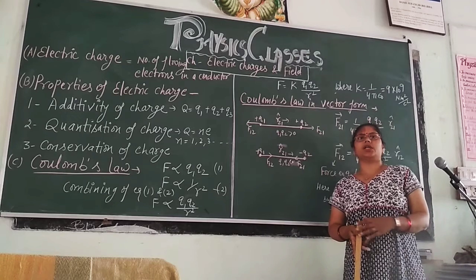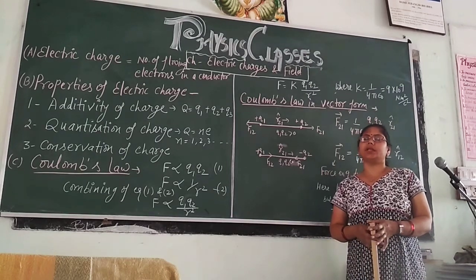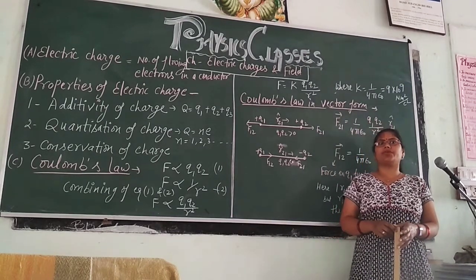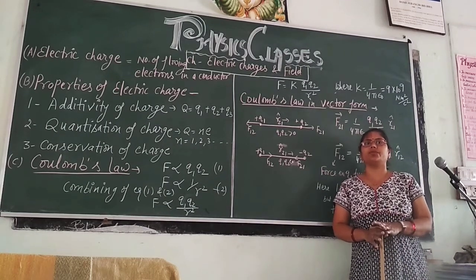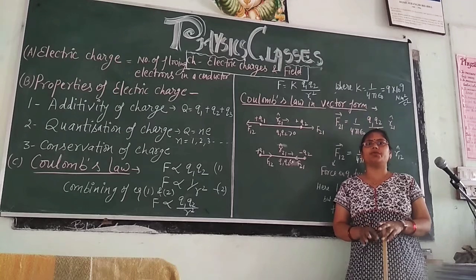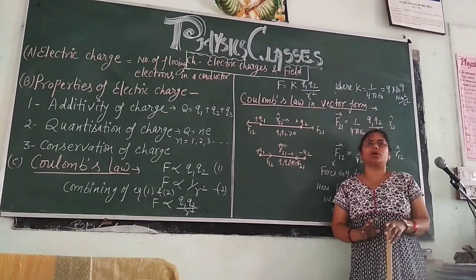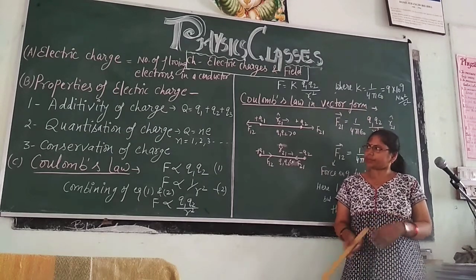Quantization of charge means charge can exist on any substance as 1 times e, 2 times e, 3 times e, but never as a decimal or fraction of e. 1.2e, 1.5e, 2.1e cannot exist on any substance.